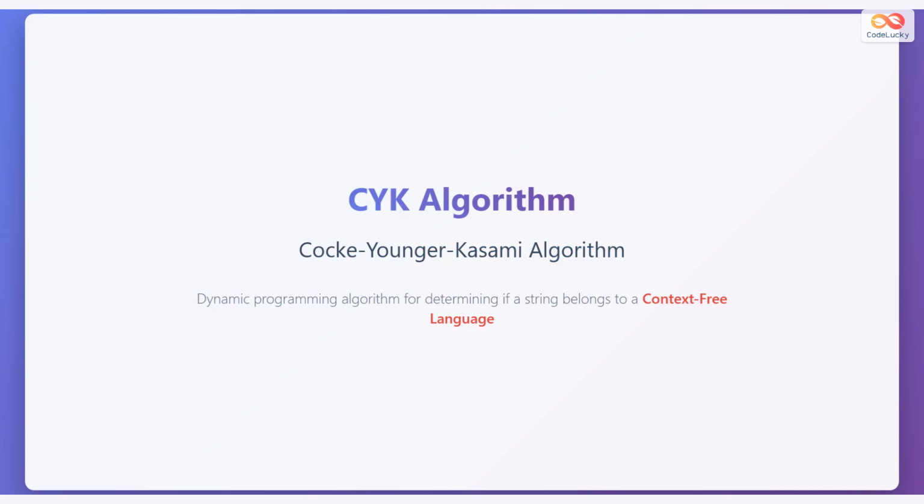Let's explore the CYK algorithm, also known as the Cocke-Younger-Kasami algorithm. It is a dynamic programming algorithm used to determine whether a given string can be generated by a context-free grammar. In essence, it checks if a string belongs to a context-free language.